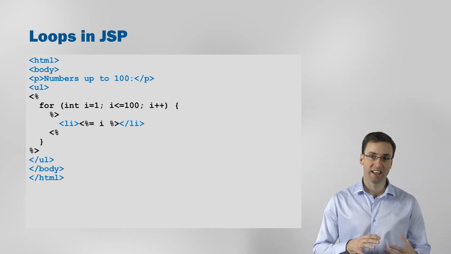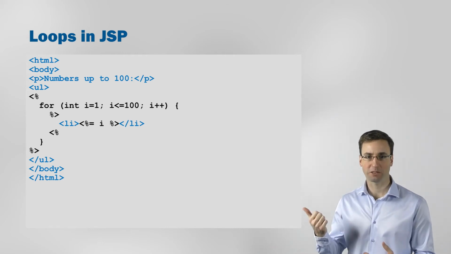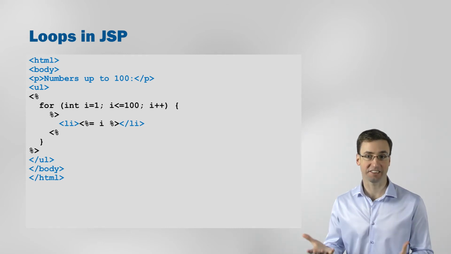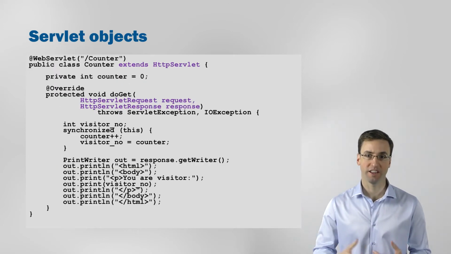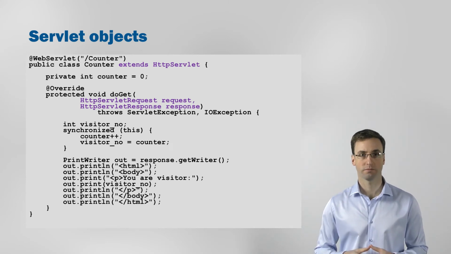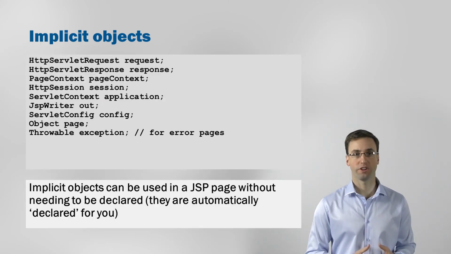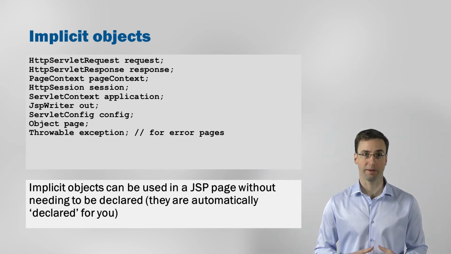Behind the scenes, a JSP is automatically translated into a servlet. These JSP pages are almost exactly the same as the servlets. They extend from HTTP servlet, and you get access to the request and response variables. Actually, that's not quite true. You get a few extra objects that are implicitly available on any JSP page.